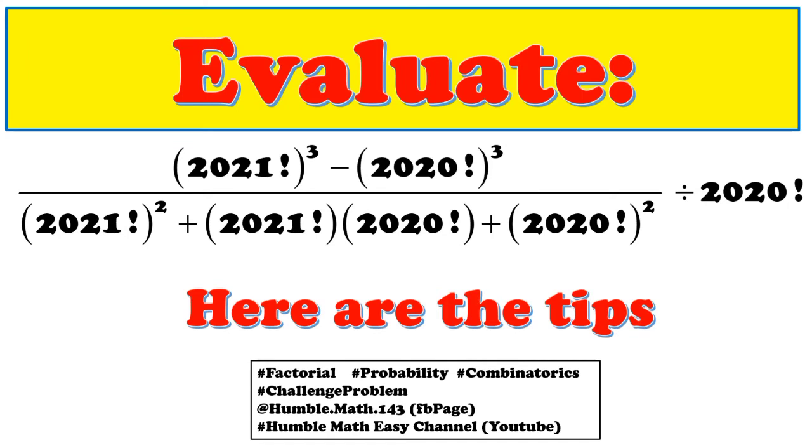So as you can see in this given example, we have the quantity 2021 factorial, quantity cubed, subtracted by the quantity 2020 factorial, quantity cubed, all over the quantity 2021 factorial, quantity squared, added to the quantity 2021 factorial times 2020 factorial, added to the quantity 2020 factorial, quantity squared, which is divided by 2020 factorial.